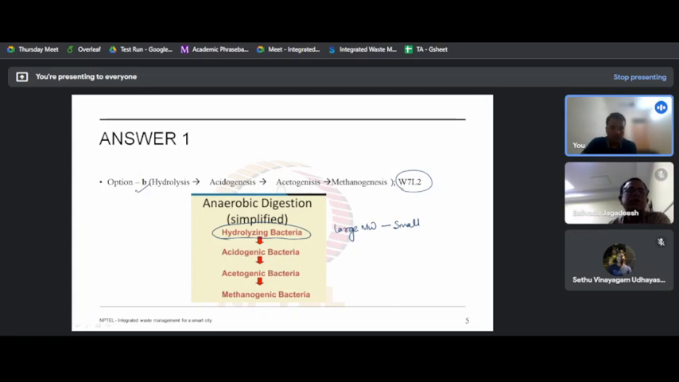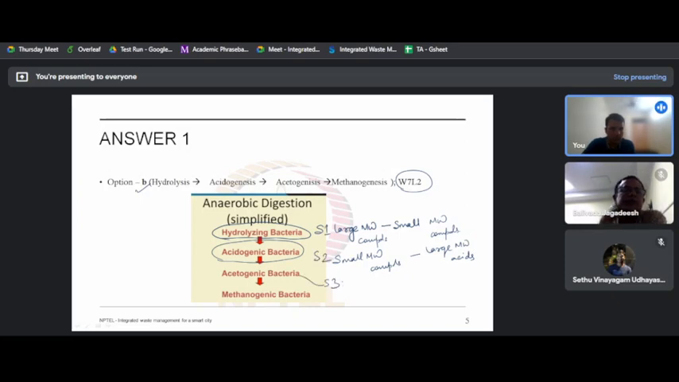So firstly, we will have the hydrolyzing bacteria. They will convert the large molecular weight compounds to smaller molecular weight compounds. Then the second stage we'll have acidogenic bacteria. So smaller molecular weight compounds will get broken to large molecular weight acids. So this is stage 1, stage 2.